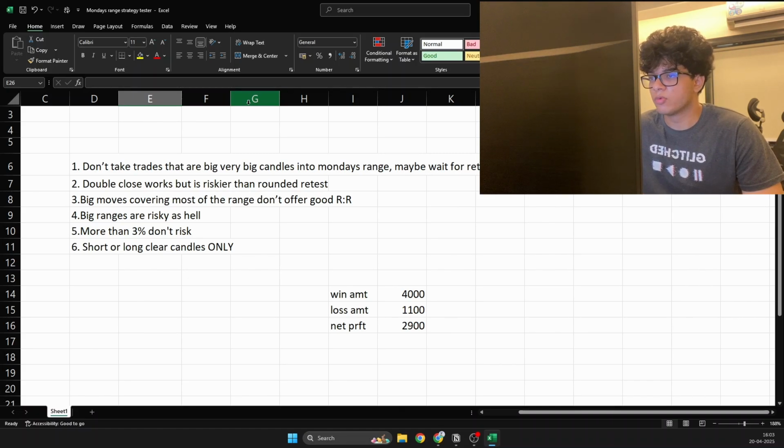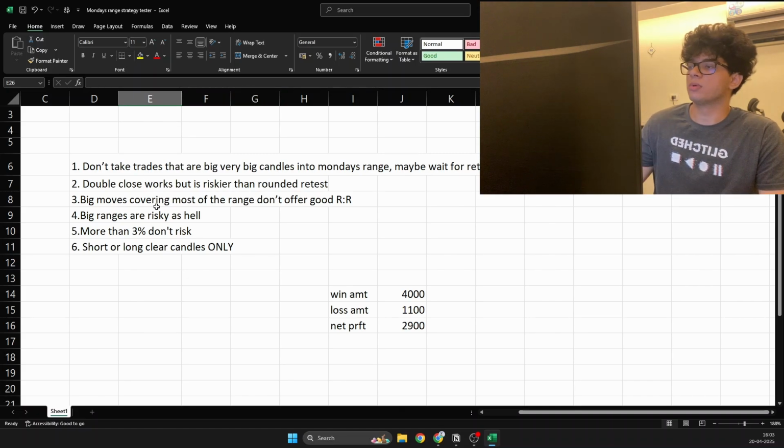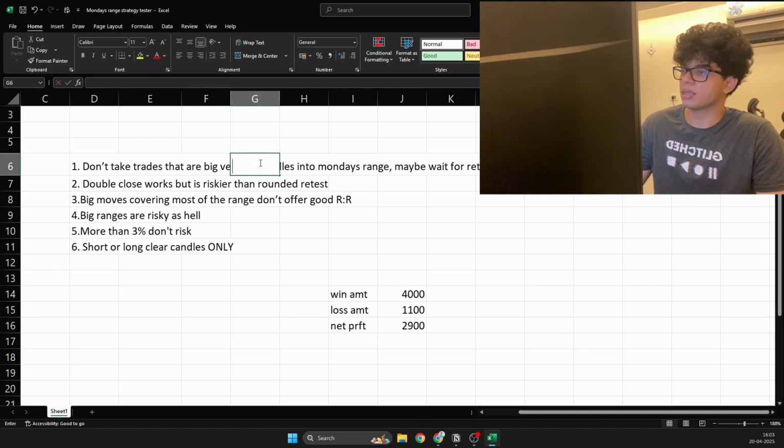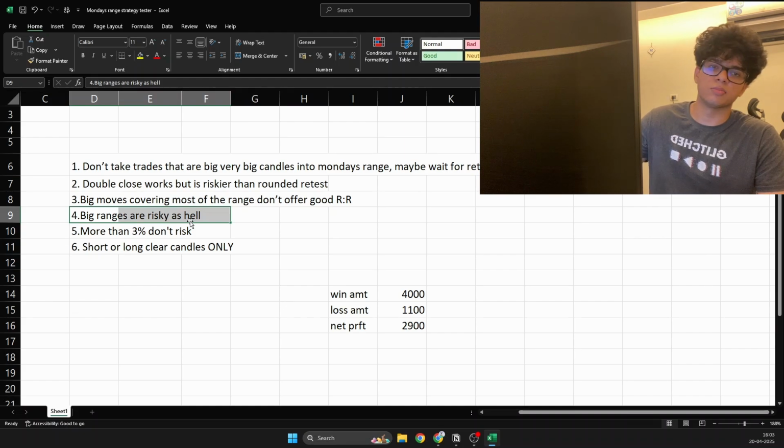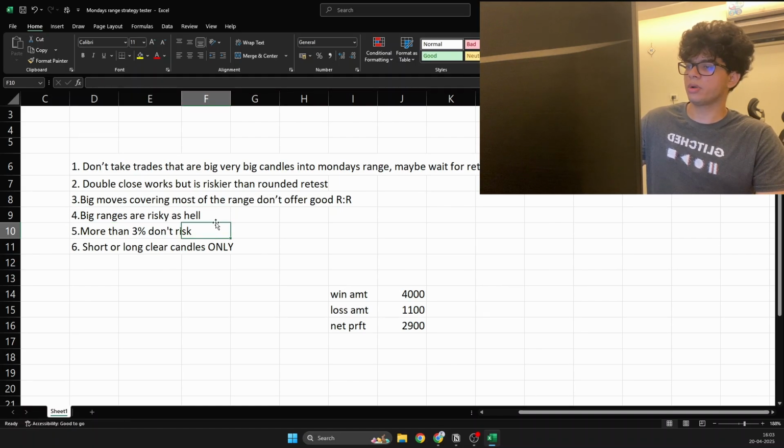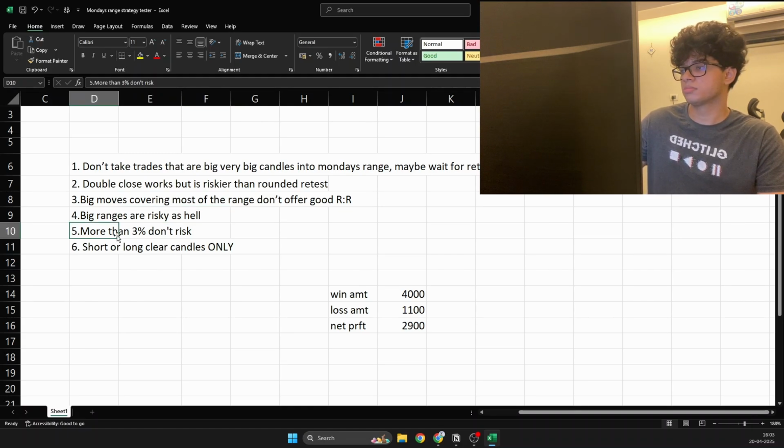Big moves covering most of the range don't offer good RR. This is exactly what I mean by this trade. And big ranges are risky as hell. So ranges that are more than 10-12% are insane, and I don't think you should try even playing with it, right? I think one such big range is Fartcoin right now. It's a huge range, like a 20% range. It's risky, but you do you.